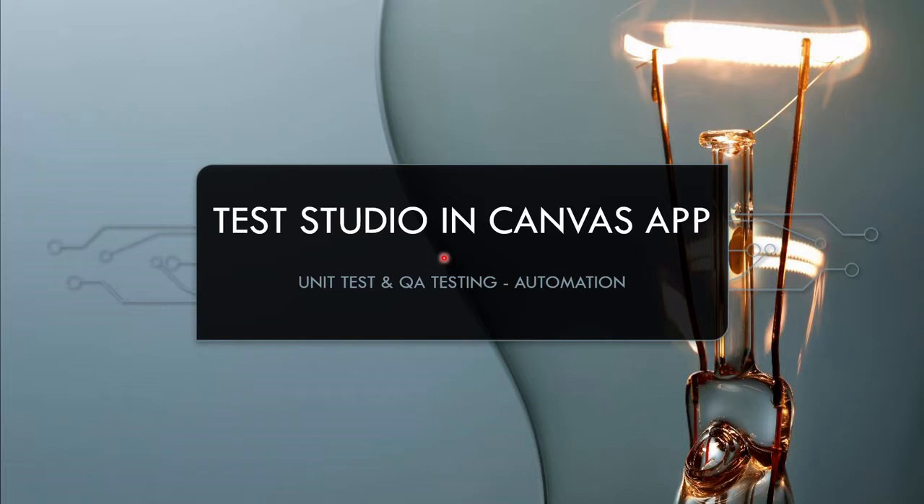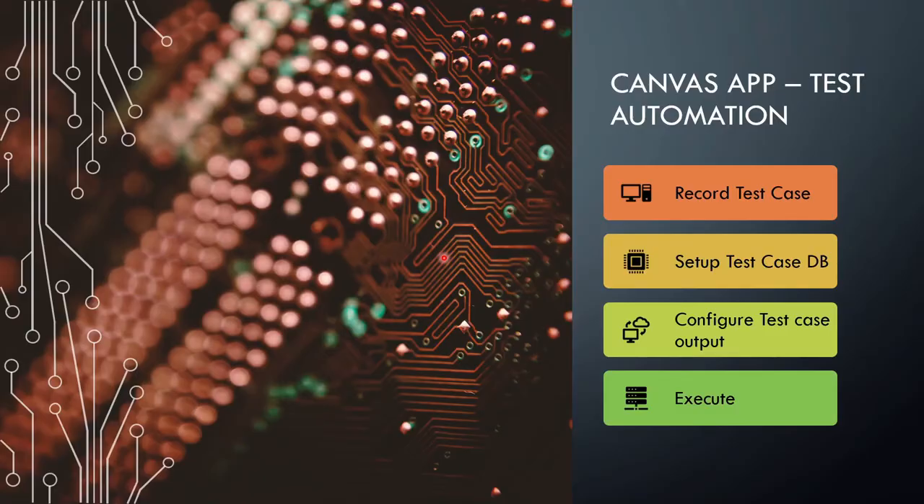So for test automation, the Canvas app has its own Test Studio. So we are going to see the Test Studio for the Canvas app, and it works only for the Canvas app. So the first step, we will see how to record a test case from an app.